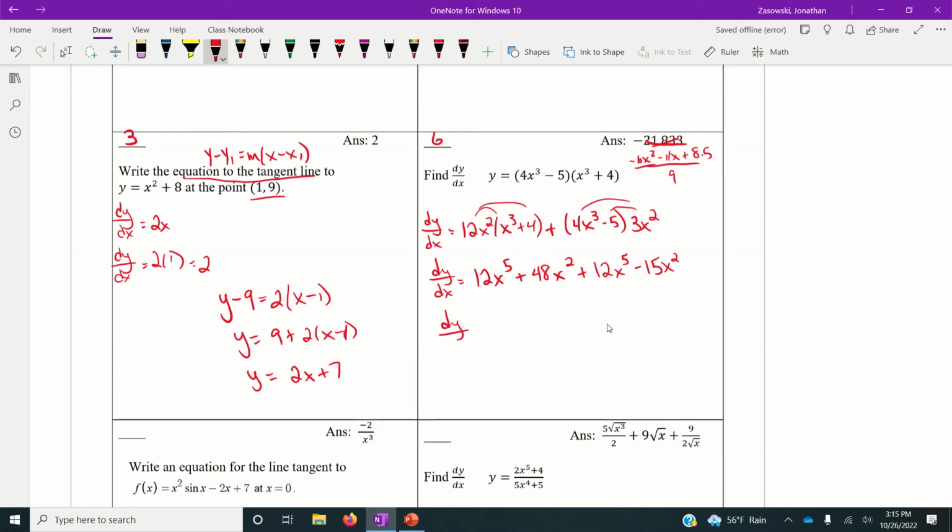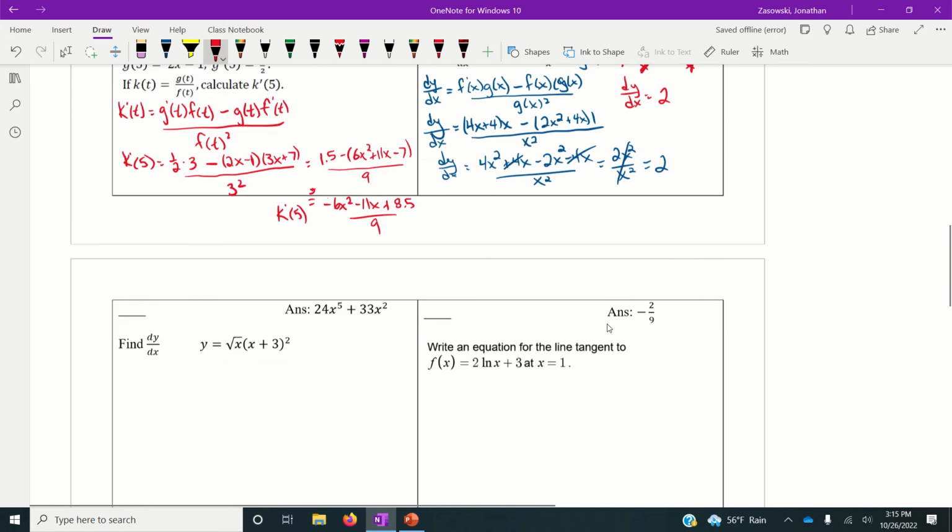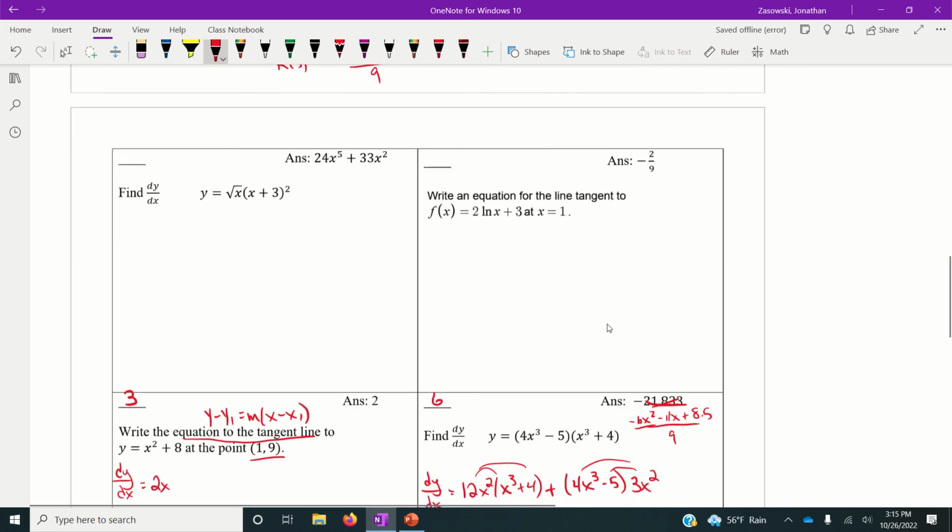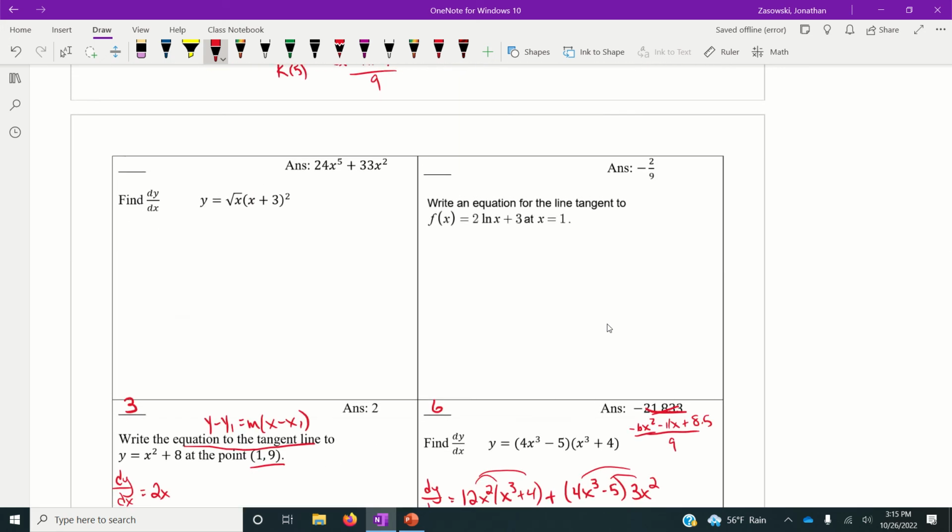And last but not least, combine like terms. 12 plus 12 is 24x to the fifth. And then 48 minus 15 is 33x squared. All right, let's go find that one. There it is, right there. And that's number 7.